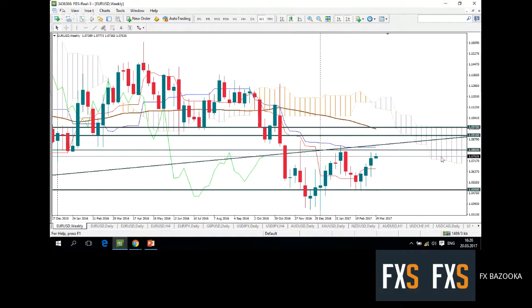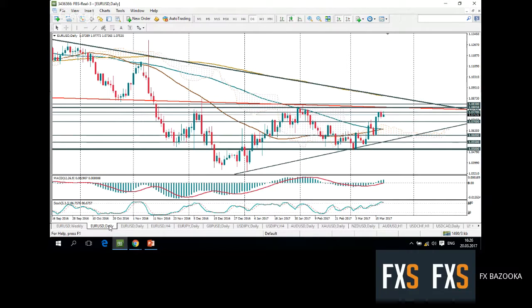Otherwise, if we don't see this attack, if the pair goes for consolidation, then we will be looking for retracements towards 107 mark, 106.80, 106.40. Here are the moving averages, and 106 mark, where we have the bottom of the daily Ichimoku cloud.